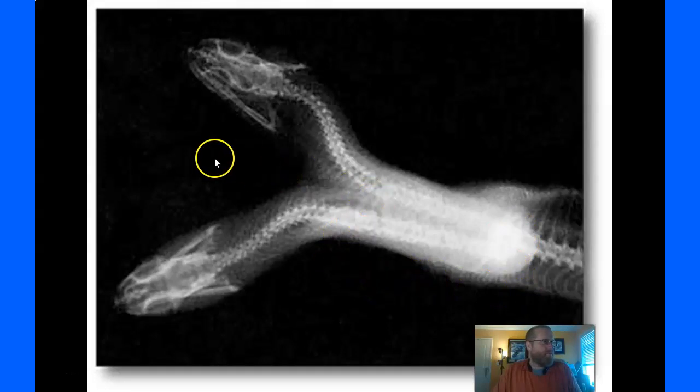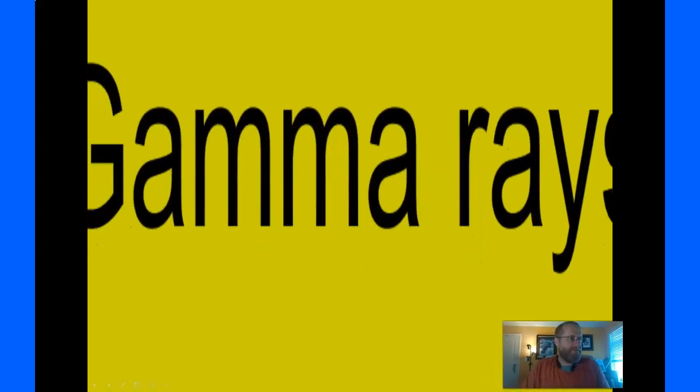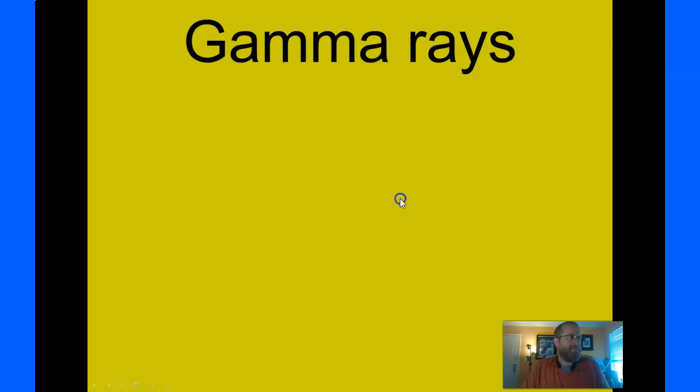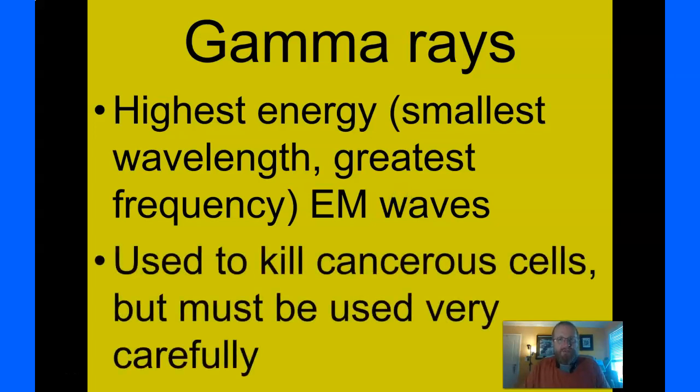Alrighty. That leaves us with one category of electromagnetic waves that we haven't gone over yet, and that's the gamma rays. They have the highest energy, which means they have the smallest wavelength and the greatest frequency of the electromagnetic waves. We do have a use for them. You can kill cancer cells with them. But you've got to be careful because that's going to kill the rest of your cells too.